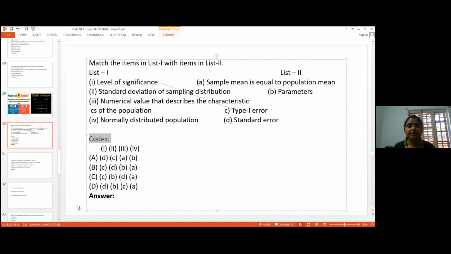Second one, standard deviation of a sampling distribution is standard error. Let me copy this line once again. Yeah, standard deviation of a sampling distribution is called standard error. So that's enough. Now we got the answer, remaining CD, so it has to be B. Remaining we don't have to check. So whenever there is a match the following, try to match the minimum and get the answer there.